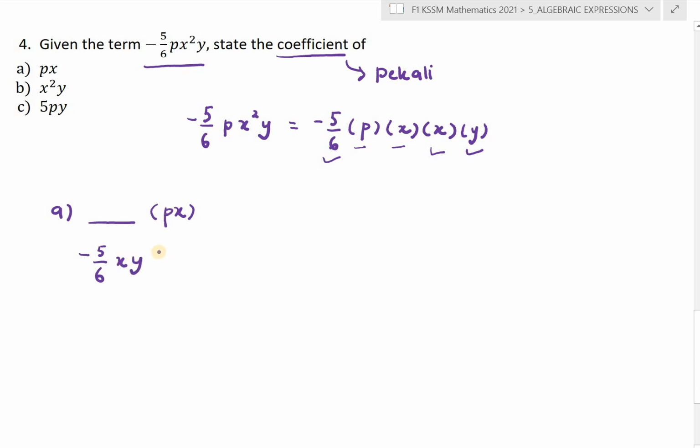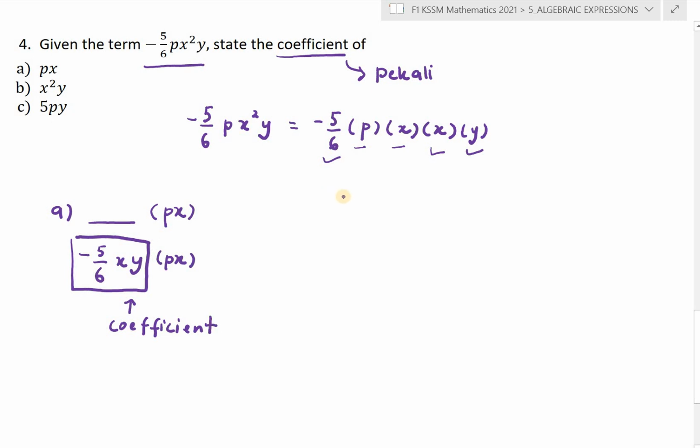So, yang ini PX lah. Ini yang soalan minta untuk soalan A. So, kita letak siapa yang berada di hadapan. So, selain daripada dia lah maksudnya. Selain daripada siapa yang tak ada lagi, itulah coefficient. Okay, this is coefficient. Alright, so that is for question A.